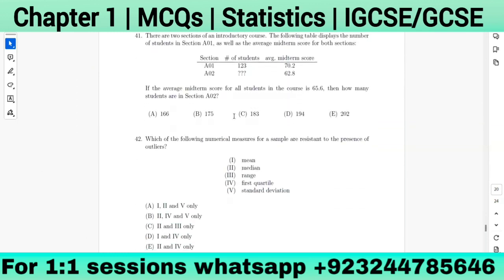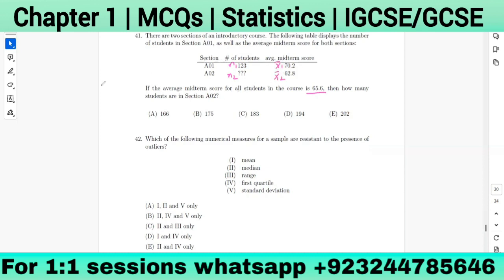Okay. There are two sections of an introductory course. The following table displays the number of students in section A01 as well as the average midterm score for both sections. Number of students in A01 is 123 and the midterm average is 70.2. Number of students for A02 is not given. If the average midterm score for all the students in the course is 65.6, how many students are in section A02? So they have given the average midterm for all of the students. This is N1, this should be N2. This is the mean given, average x bar 1, this is x bar 2.